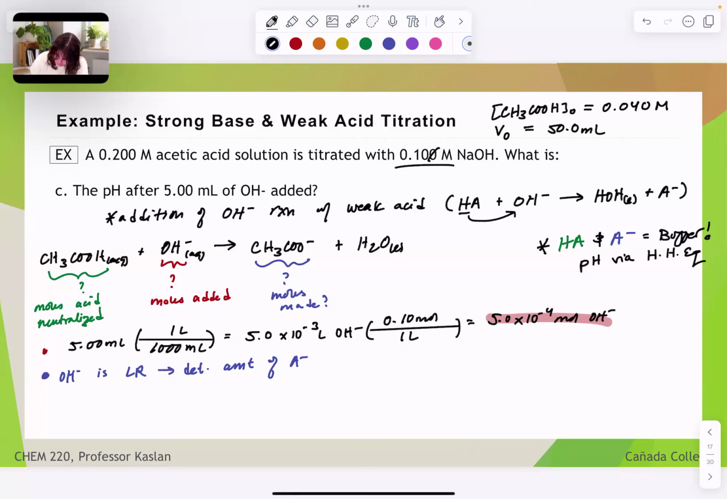So we could write that out. 5.0 times 10 to the negative 4 moles hydroxide. And then for every 1 mole of hydroxide added to this reaction vessel, 1 mole of acetate ion or conjugate is made. So that is 5.0 times 10 to the negative 4 moles of acetate.